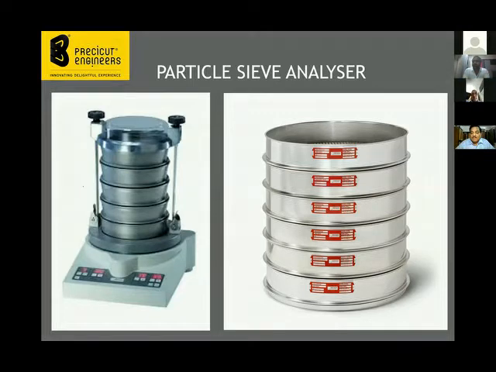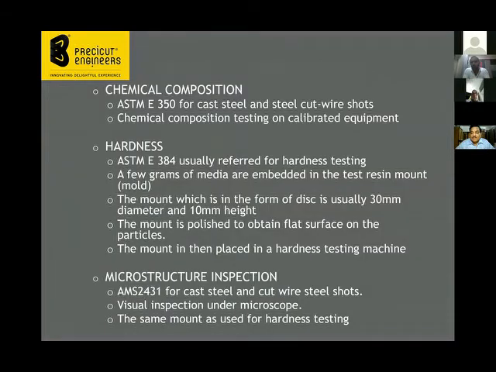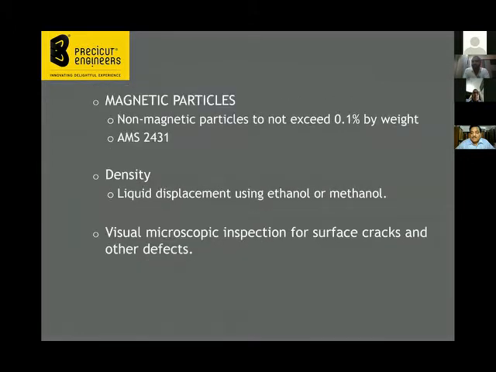Now what the next stage is, typically the chemical composition needs to be checked, and the hardness needs to be checked by placing the shots on the resin mount, polishing it and checking the hardness. Once these two are okay, then we check the microstructure. If the microstructure is okay, then we go for the density and the visual inspection. The visual inspection is mainly for surface cracks or any other defects.